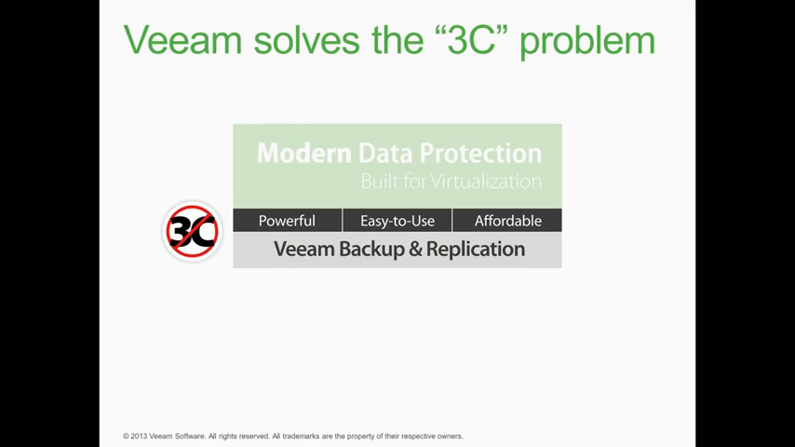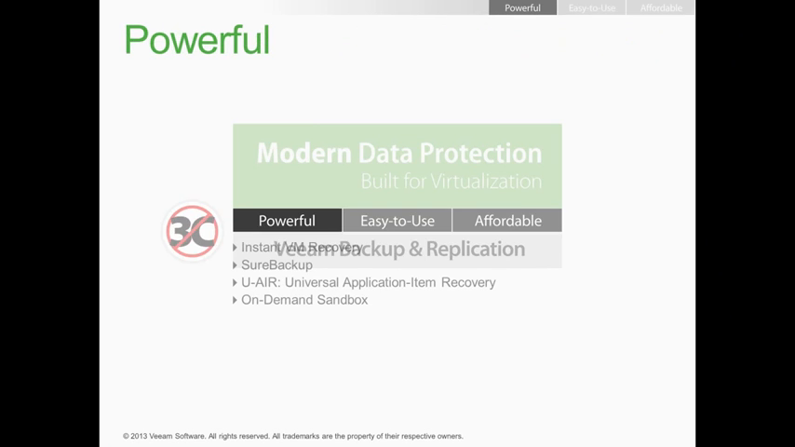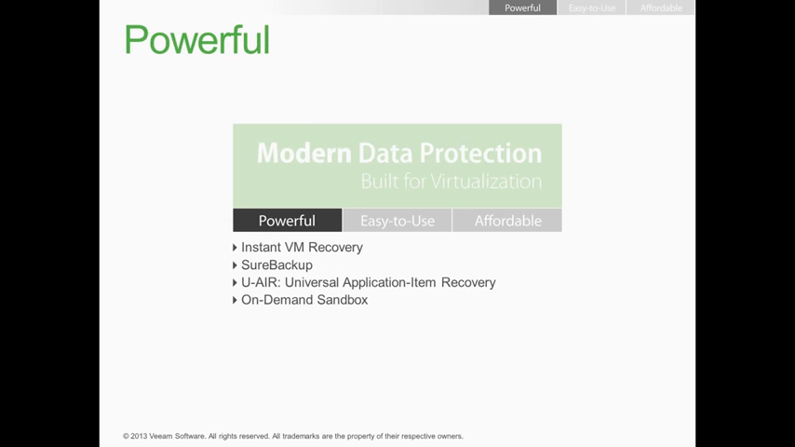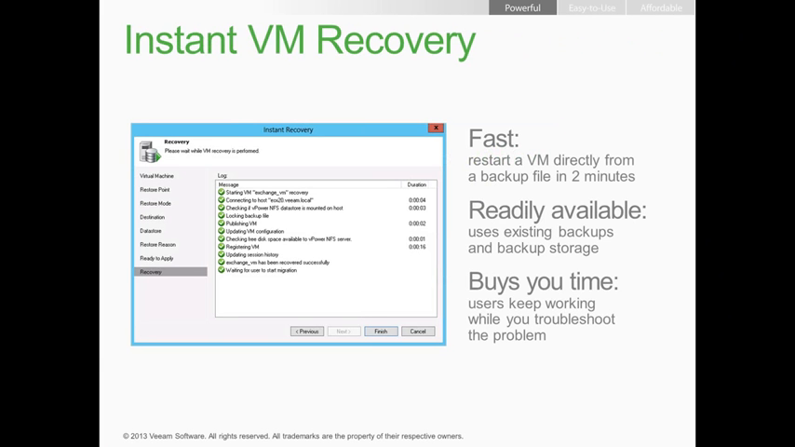So let's say we're going to go around this modern data protection theme, and the three key areas we're going to address as we go through are powerful, easy to use, and affordable. And so the first section was going to talk about some of the powerful technologies that we bring to data protection. The first one is called Instant VM Recovery. Instant VM Recovery is about you having a single virtual machine failure, and how do you get that virtual machine back up and running as fast as possible.